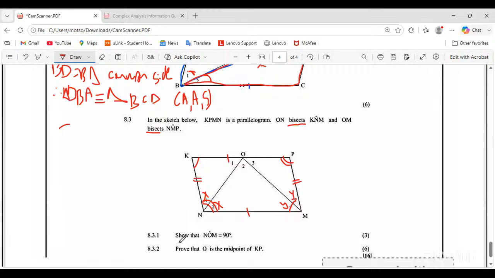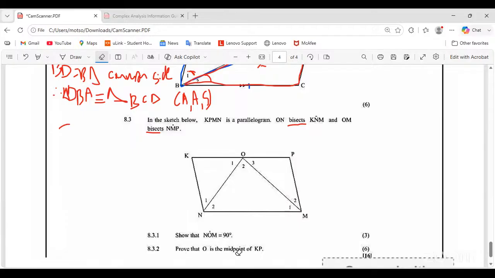8.3.1 requires us to show that angle NOM is equal to 90 degrees. Okay, now let's do this and work around this one.